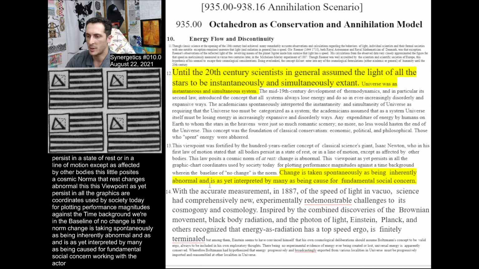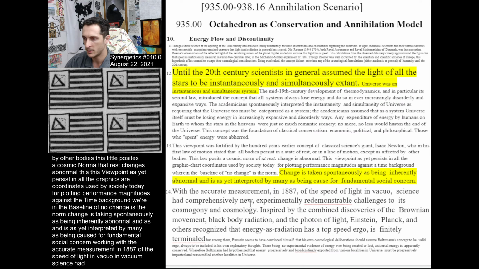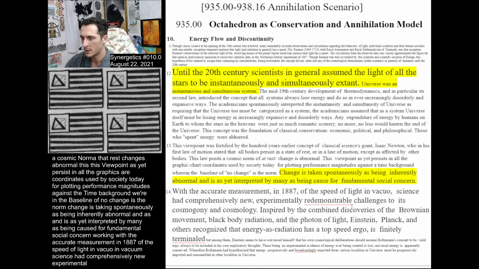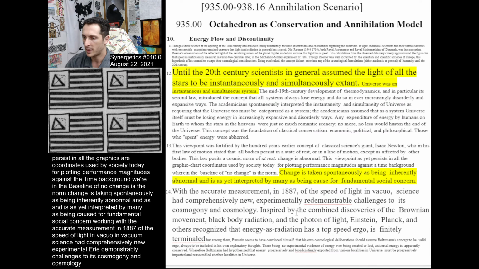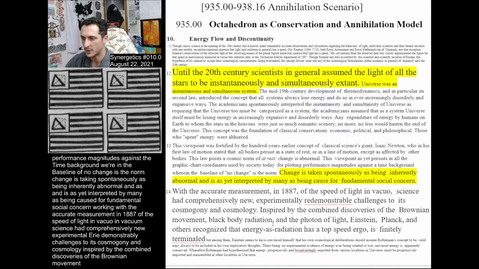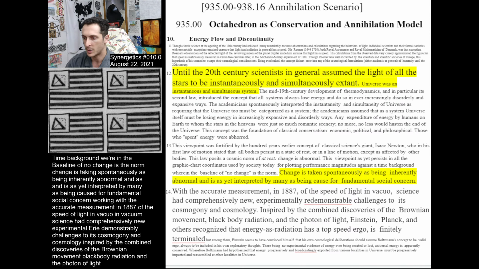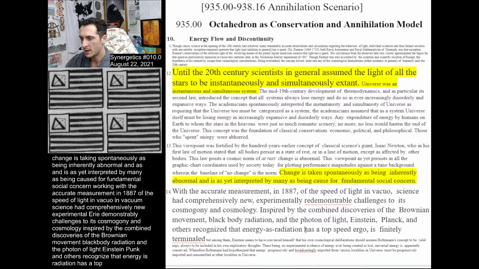14. With the accurate measurement in 1887 of the speed of light in vacuum, science had comprehensively new, experimentally redemonstrable challenges to its cosmogony and cosmology. Inspired by the combined discoveries of the Brownian movement, blackbody radiation, and the photon of light, Einstein, Planck, and others recognized that energy as radiation has a top speed, ergo is finitely terminal.